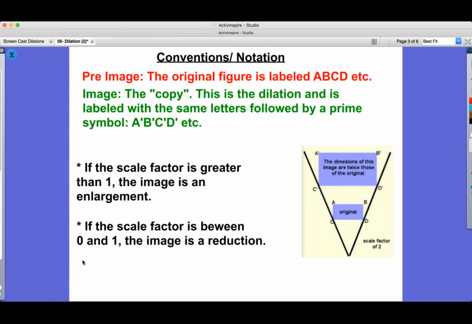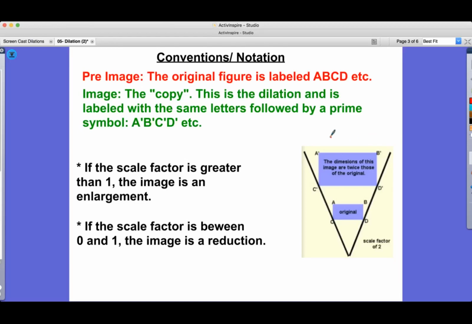Now, here are two disclaimers. If the scale factor is greater than 1, then the image is going to be an enlargement, so it's going to get bigger. If the scale factor is between 0 and 1, the image is going to become a reduction, so it's going to get a lot smaller.